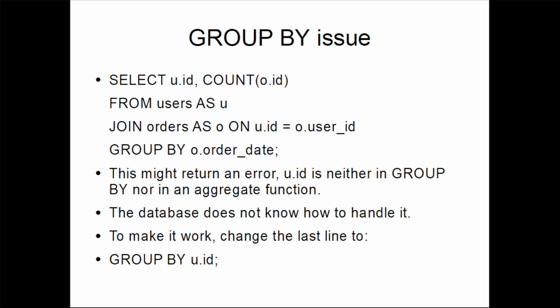Select u.id, count(o.id) from users as u join orders as o on u.id equals o.user_id group by o.order_date. Since u.id is neither in group by, nor in an aggregate function, the database does not know how to handle it. Always ensure that every column in select is properly grouped or aggregated.